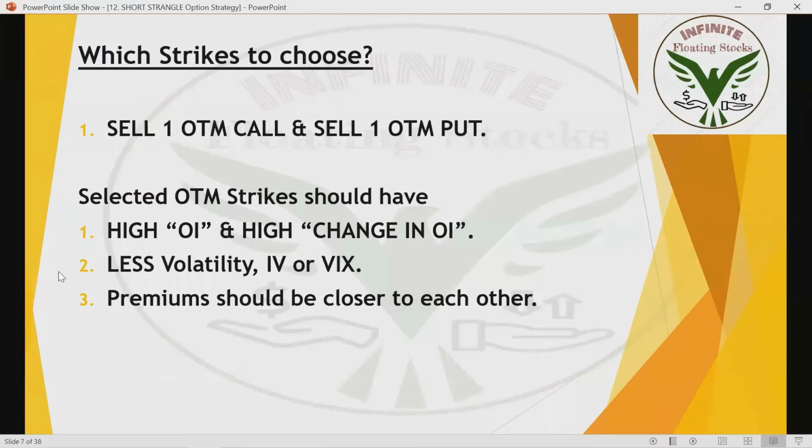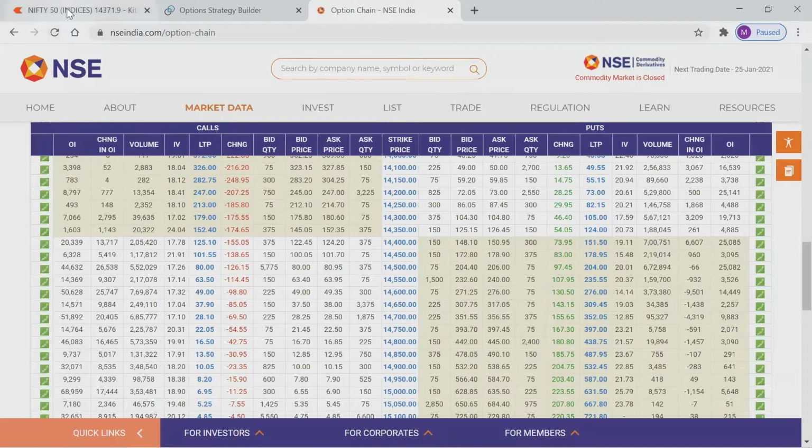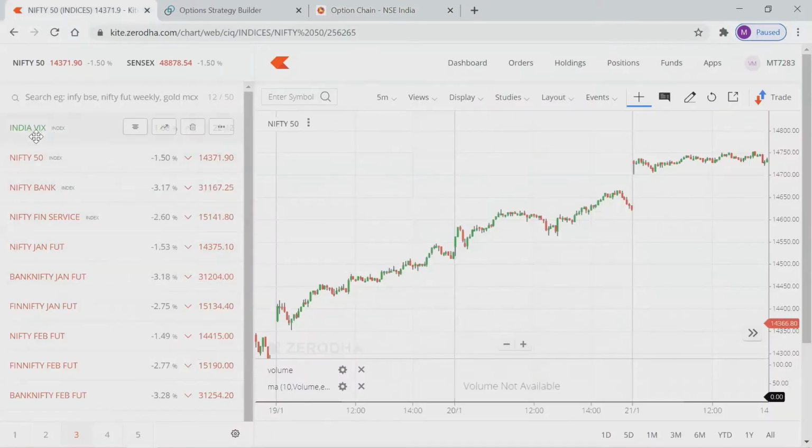Also, you need to look at India VIX. The volatility should be very low when you're dealing with this strategy. When I say India VIX, go to the trading platform. You should add this India VIX, which is nothing but the volatility index, to your watch list. Now look, it is 22.42 here.